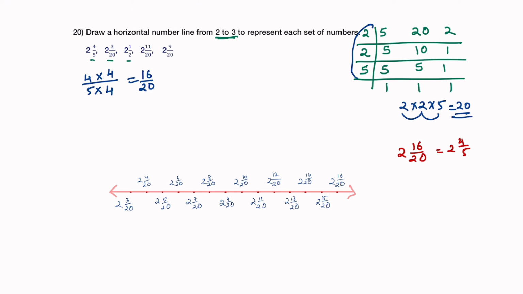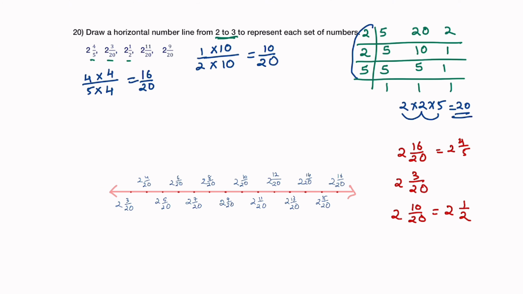Let's do the next one now. We have 3 upon 20. That's done. We don't need to do anything with that. So we are going to write that as it is. 2 3 upon 20. We go for the next one. So that's 1 upon 2. We have to make 2 into 20. So we do 2 times 10. And of course, 1 times 10. So that's 10 upon 20. So we write this as 2 10 upon 20. Which one is it? It's 2 1 upon 2.